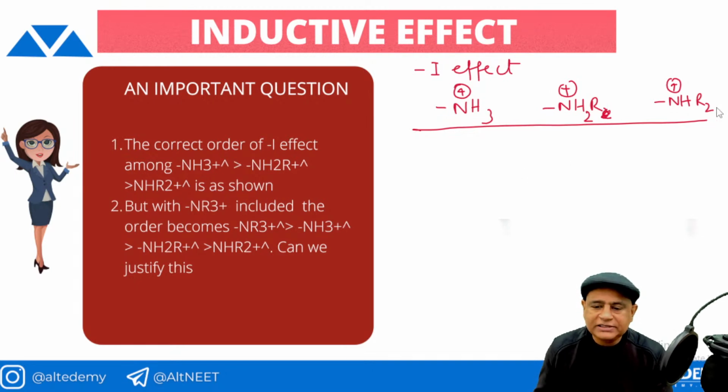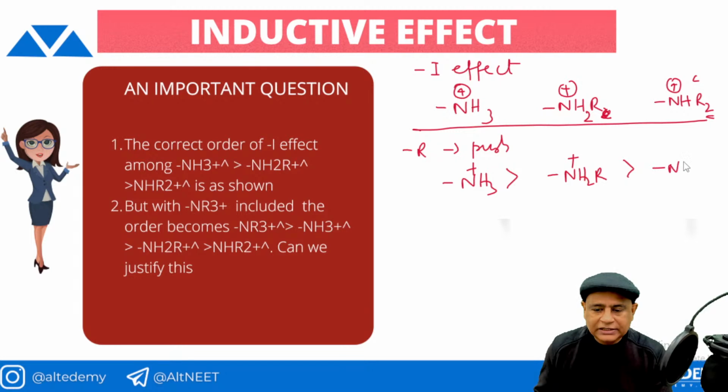It has one alkyl group and it has two alkyl groups. What does an alkyl group do? An alkyl group pushes the electron. So if two alkyl groups are pushing the electron, the extent of positive charge will be least. So easily you can say that NH3 plus has more minus I effect in comparison to NH2R plus, which has more than NHR2 plus. Got the point? The concentration of positive charge in NH3 plus is maximum because there is no species to neutralize it. So we give the minus I order for these three species like this.